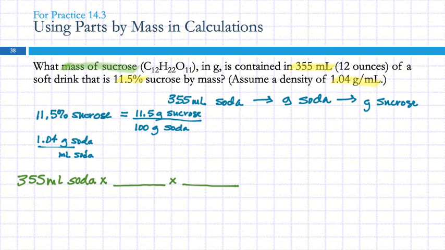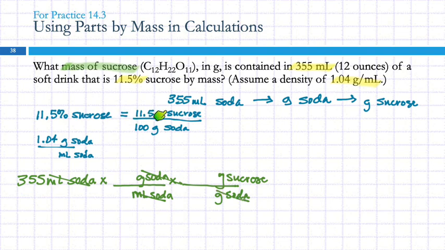2 arrows, so 2 conversion factors. Milliliters of soda to grams of soda to grams of sucrose. And milliliters of soda is going to be down here, so those cancel out. Grams of soda down here, so those cancel out.